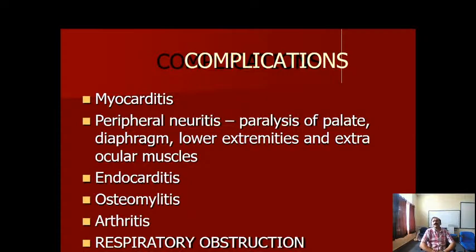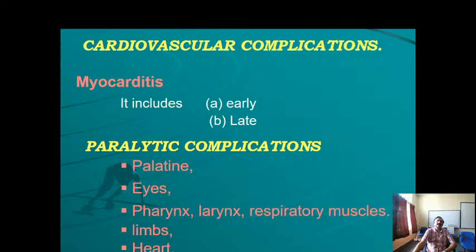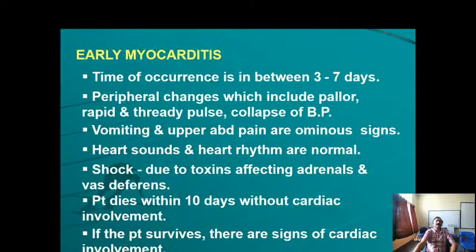Myocarditis, peripheral neuritis, various types of neuritis, paralysis of the palate, diaphragm, lower extremities and extraocular muscles, endocarditis, osteomyelitis, arthritis and respiratory obstruction. As we said, the most common cardiovascular complication is myocarditis, which can be of two types, early or late, and the paralytic complications can be of the palate, eye muscles, pharynx, larynx, respiratory muscles, limbs, heart, and encephalitis. These are all complications which can occur with diphtheria.